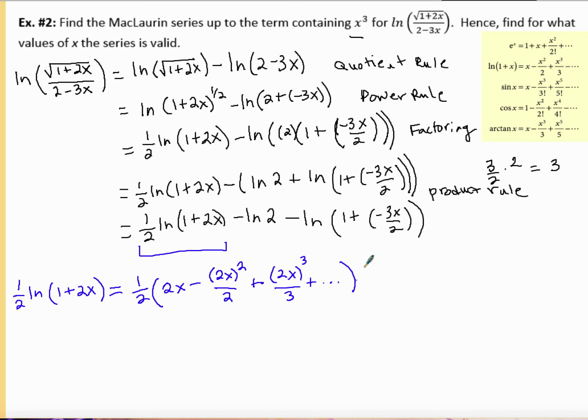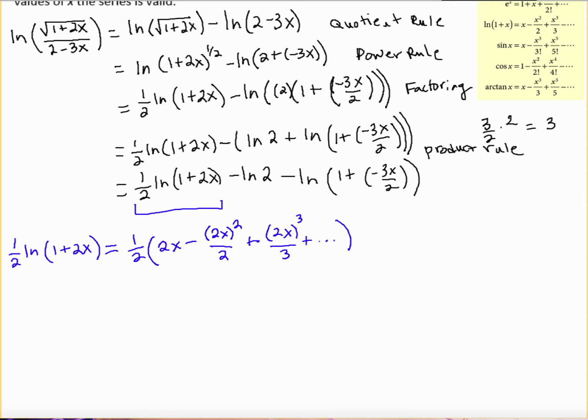But recall for this problem, please, that we are only going to the x cubed term. And after this, we are going to be more than cubed. So I don't really need to write the whole rest of them down. So let us simplify this as much as we can. And then we'll go on to this term here, which I believe I'm going to do in dark gray again. Why not? Here we go. So this is 1/2 times 2x minus, now 2x squared is 4x squared, all divided by 2. And 2x cubed is 8x cubed, all divided by 3. And on and on we go.